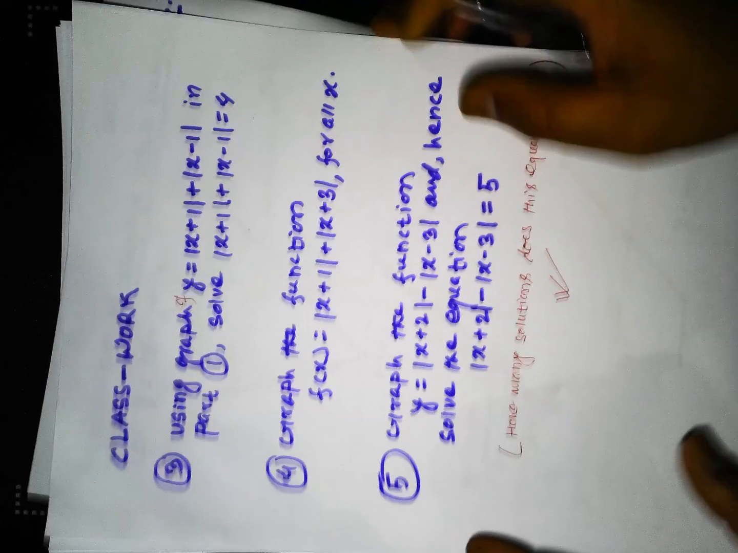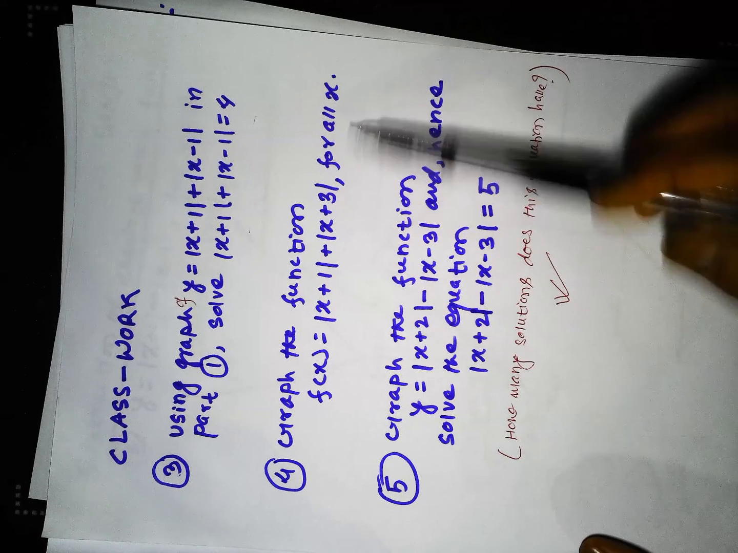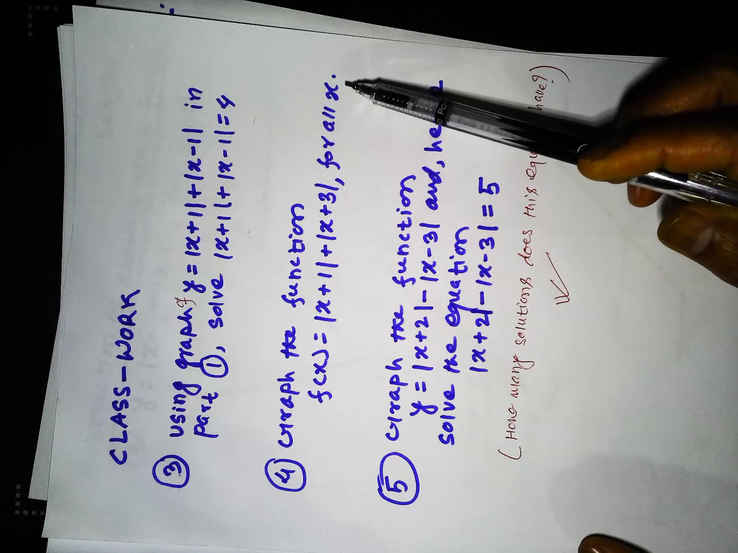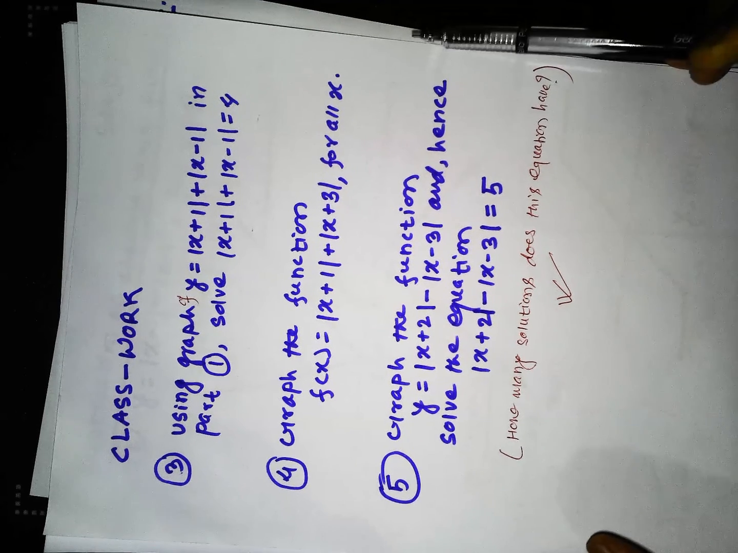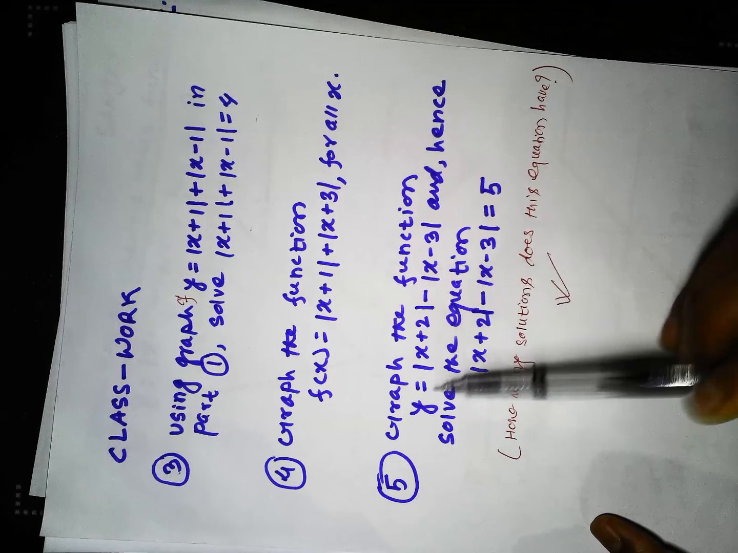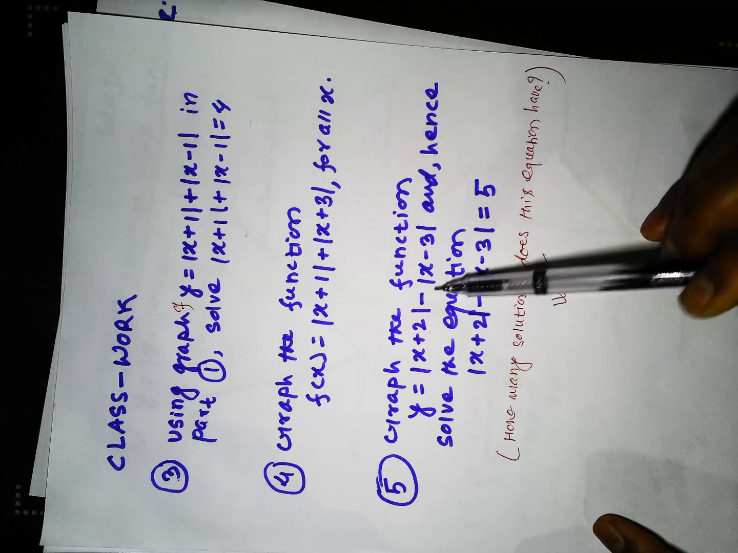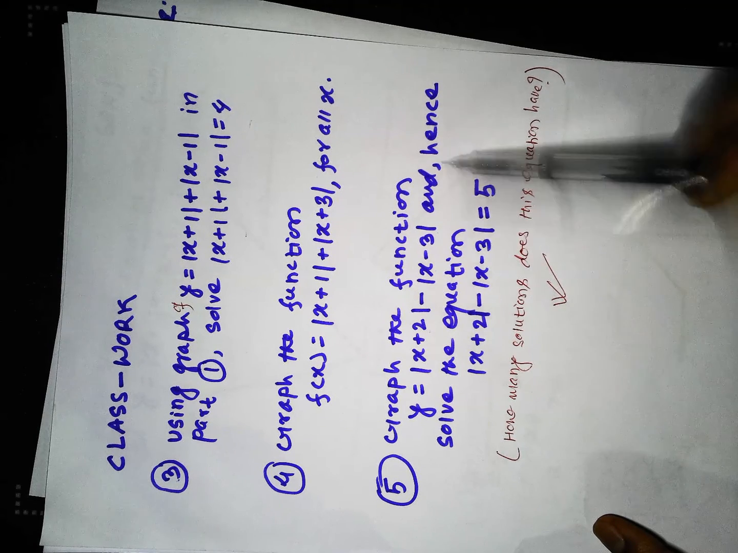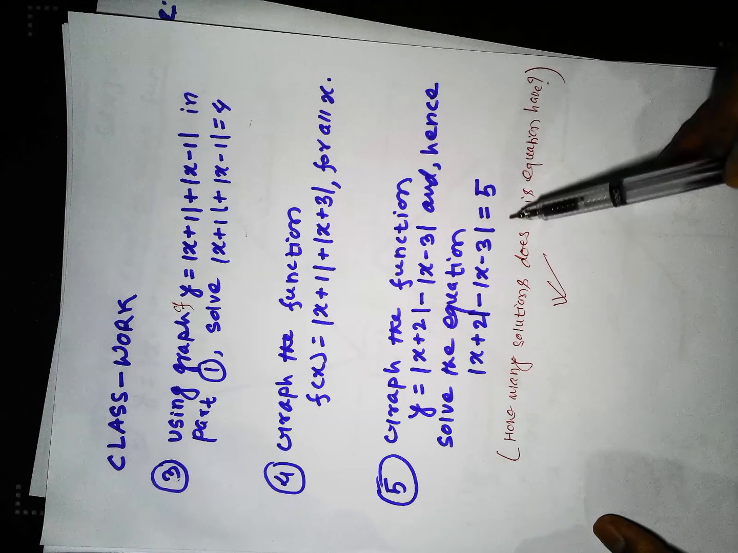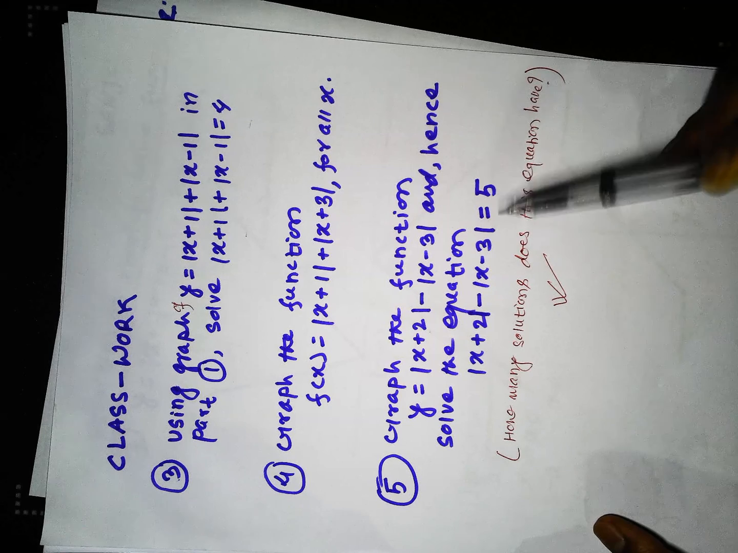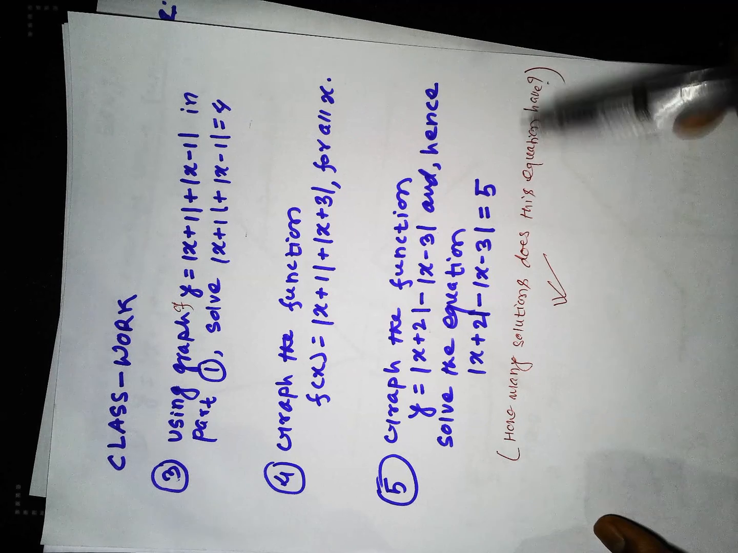Next, in this graph you have to simply draw this graph only, for all x, meaning x belongs to the real numbers, that is negative infinity to positive infinity. Now in this case, graph the function y equals absolute value of x plus 2 minus absolute value of x minus 3, and hence solve this equation. Here you can see how many solutions exist, whether there is only one solution or two solutions. You have to find it out. So that's all for now.